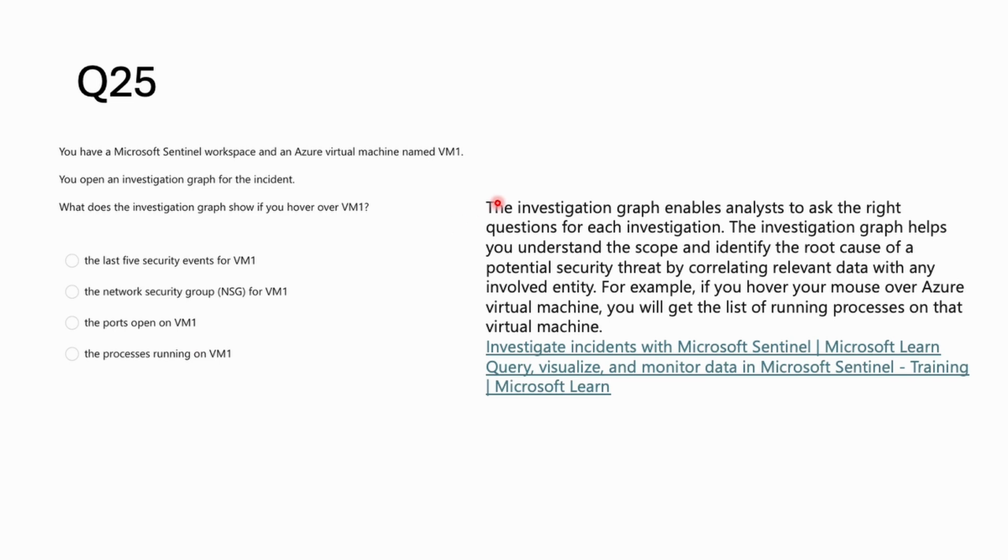So now if I go to this place and read it, it says the investigation graph enables analysts to ask the right questions for each investigation, and the investigation graph helps you to understand the scope and identify the root cause of a potential security threat by correlating relevant data with the involved entity. So for example, if you hover the mouse over the Azure virtual machine, you will get the list of running processes on that virtual machine. So the right answer is going to be the processes running on VM1.